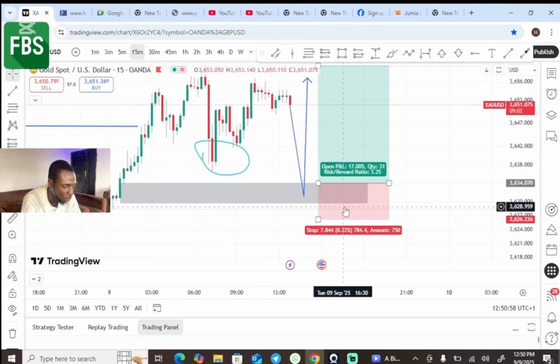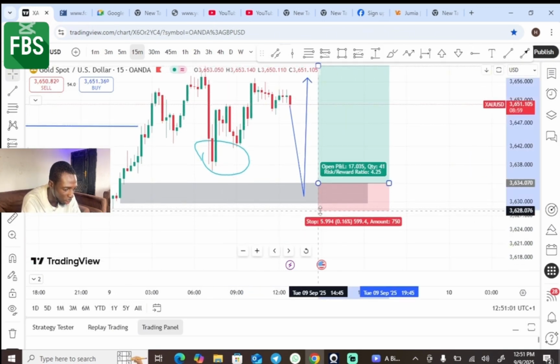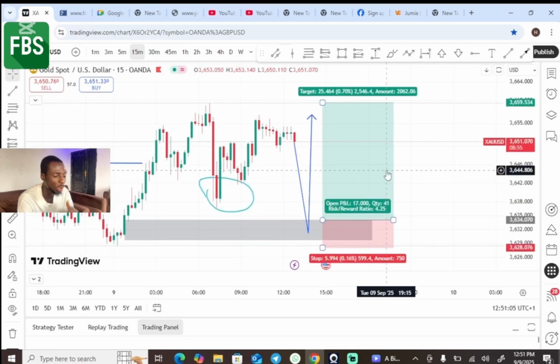So this is my point of interest. Putting my stop loss below here is very reasonable. 60 pips to make 150 pips, which is amazing. So this is basically my view.